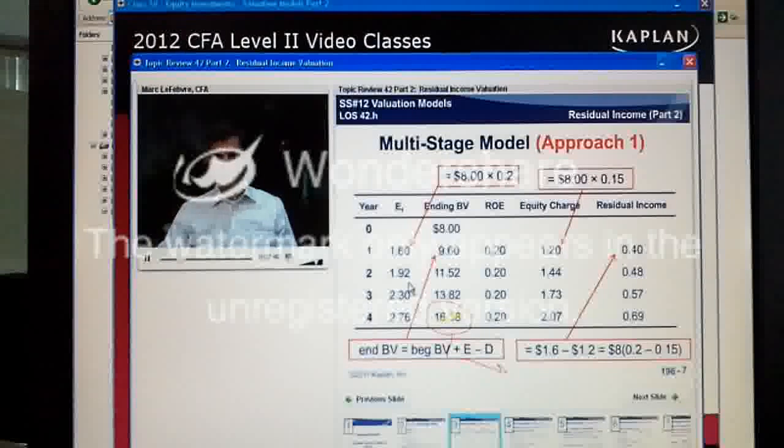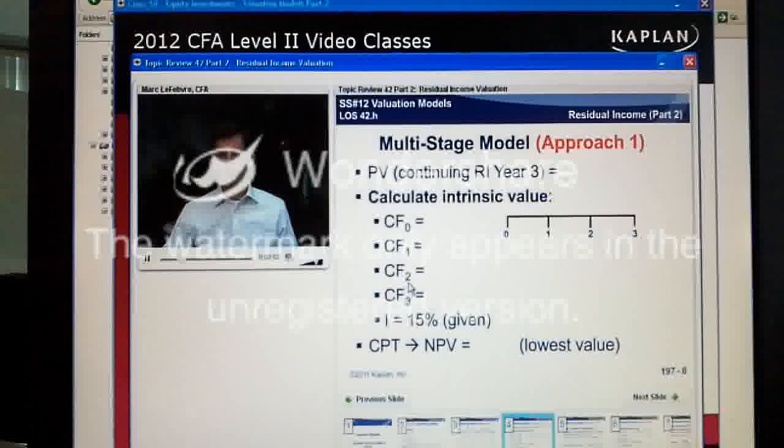So our first stage in our multi-stage model is the $8 book value. The second stage is the present value of all the high growth period residual income, because our ROE is 20%. And now we have to do the third stage in our multi-stage model.